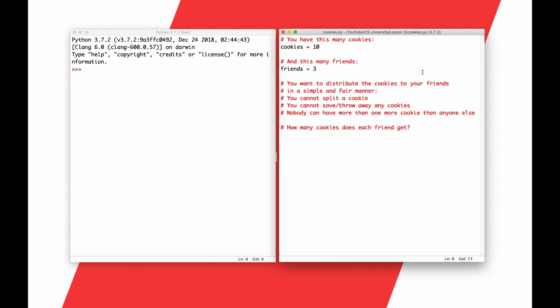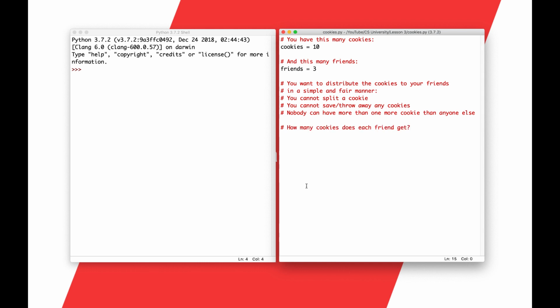And the last one, which is important but maybe a little bit confusing: nobody can have more than one more cookie than anyone else. If that wording is a little bit confusing, let's work through an example to understand how all of these criteria change our answers and how many different answers there are. So of course the question is, how many cookies does each friend get? Let's work through an example.